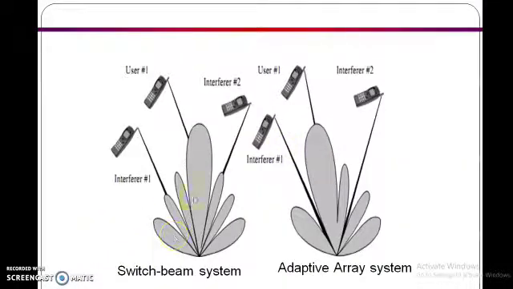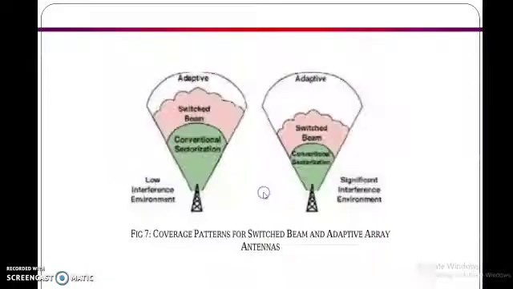For example, this is a switched beam, this is the desired direction user 1, and this is user 2. These are the interference, but the beam is also focused in that direction, which we can avoid in the case of the adaptive array system, that is the smart antenna. For the user, it will focus, but for interference 1 and 2, it places the null, and that is the advantage.